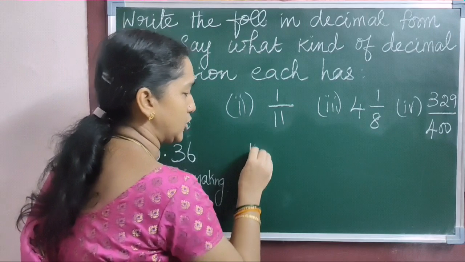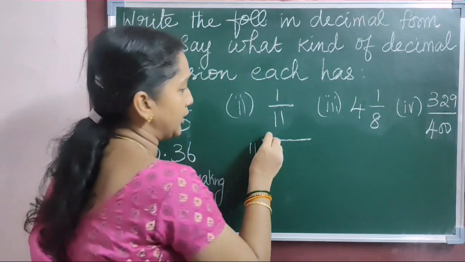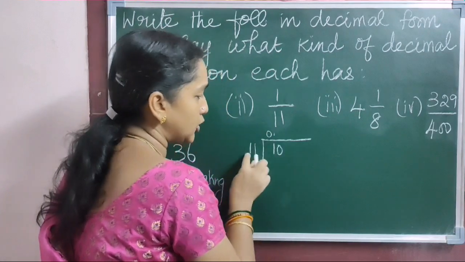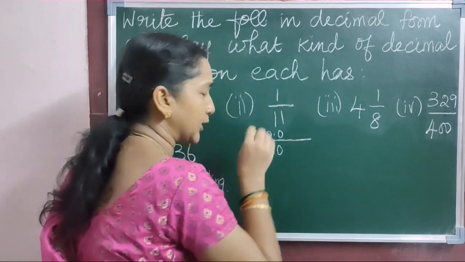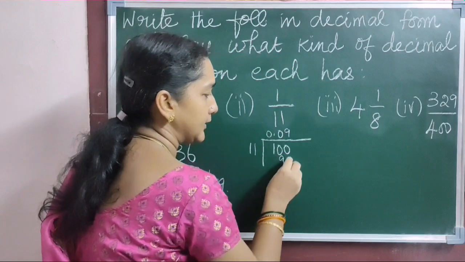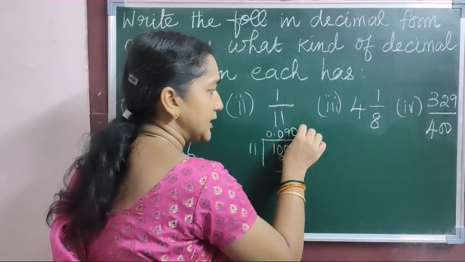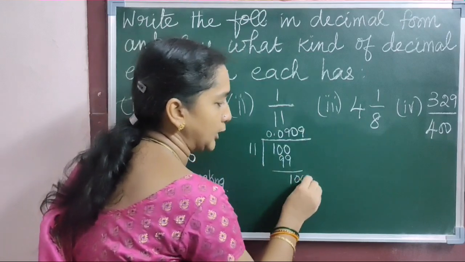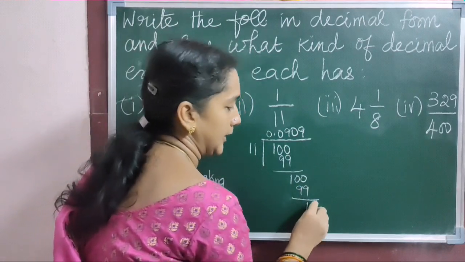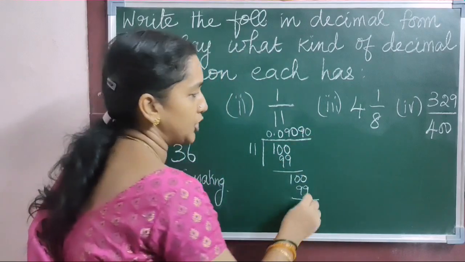Then second sum, 1 by 11. We will divide this and check. 11, 1. All of you know how to do division. So this is 0 point. When you add 0, then also this is smaller, so one more 0 you add in the quotient. Then 11 nines are 99. Then 1 is the remainder. The same way, you add 0 here. So 11 nines are 99. 1, 10 if you are bringing.